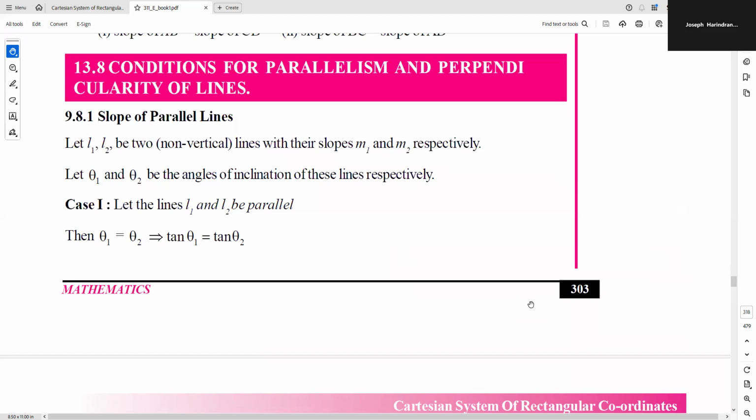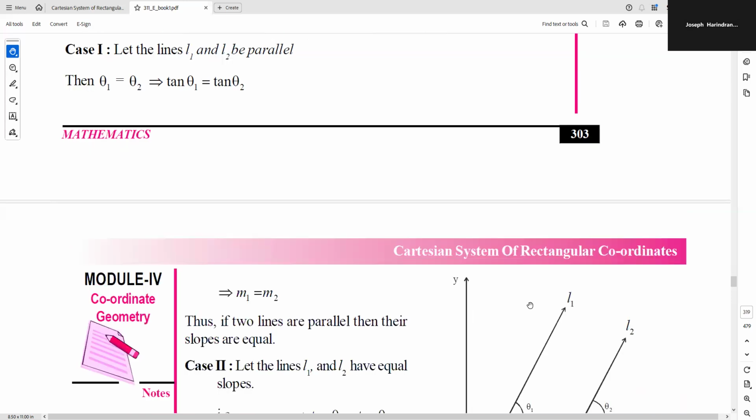Theta 1 is equal to theta 2, the angle made by the two. They are parallel lines actually. The slopes are equal. Even if they are lying on the same line, their slopes are equal. That's another way of finding collinearity. If the two lines L1 and L2 are parallel, then theta 1 equals theta 2, and therefore tan theta 1 is equal to tan theta 2, and therefore M1 equals M2. The slopes are equal.